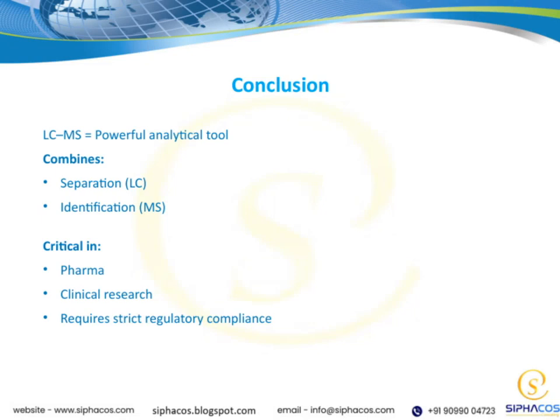So to wrap things up, let's talk about the conclusion. LC-MS, or liquid chromatography mass spectrometry, is truly a powerful analytical tool. It combines two essential processes: separation, which is the liquid chromatography part, and identification, which is handled by the mass spectrometry. This combination allows us to analyze complex samples with both precision and confidence. You'll find LC-MS plays a critical role in fields like pharmaceuticals and clinical research. Its ability to accurately identify and quantify compounds makes it indispensable.